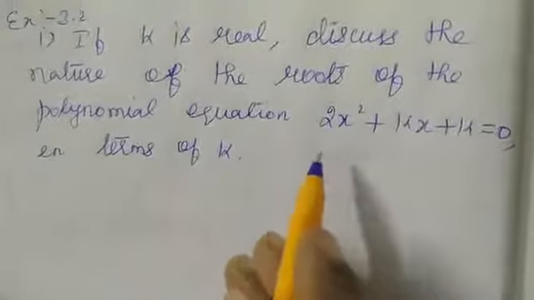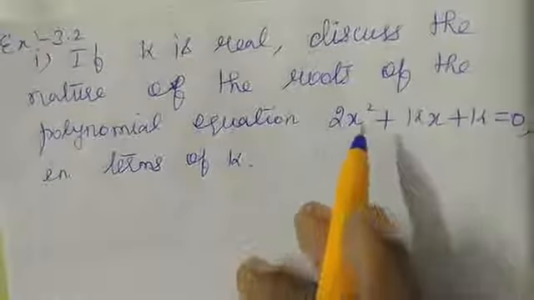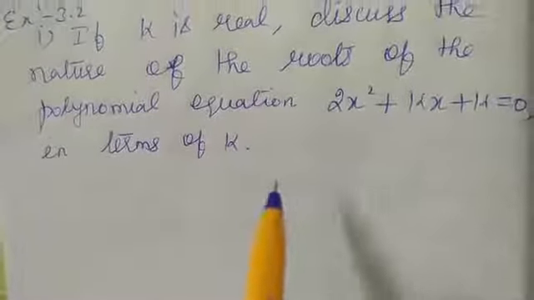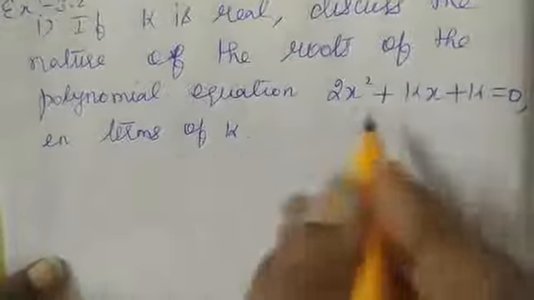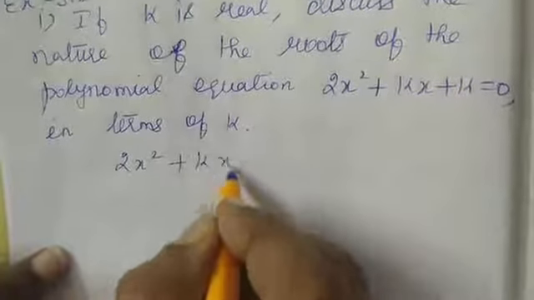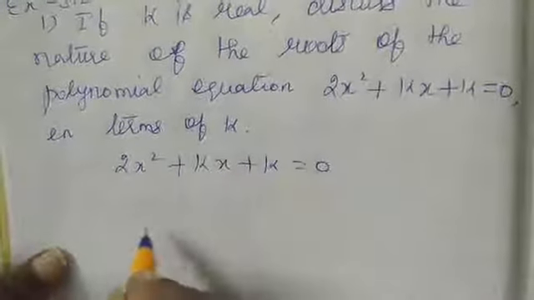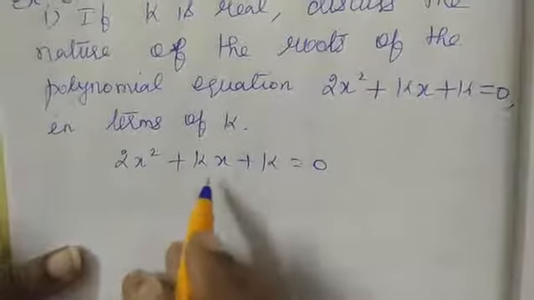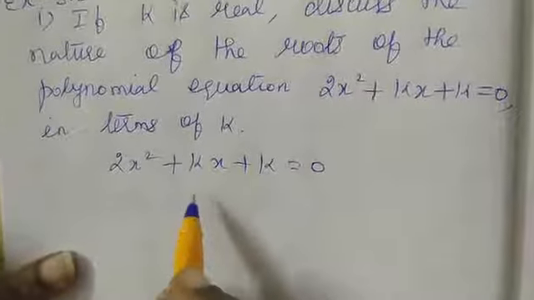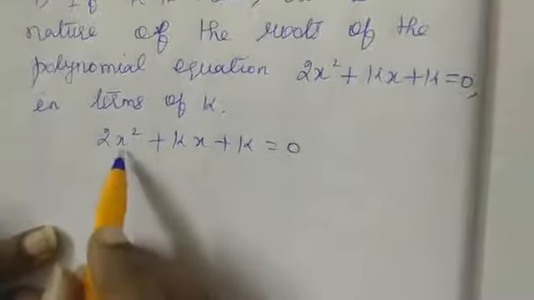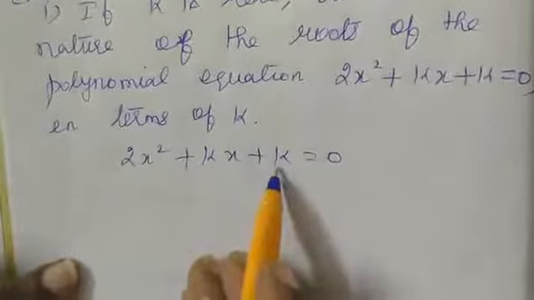That is, we know to find the roots of a quadratic equation and we know to find the nature of its roots. Now, what is the quadratic equation given? 2x squared plus kx plus k is equal to 0. The nature of the roots means we have to find the discriminant. Discriminant is nothing but delta. Delta is nothing but b squared minus 4ac. This is of the form ax squared plus bx plus c equal to 0.